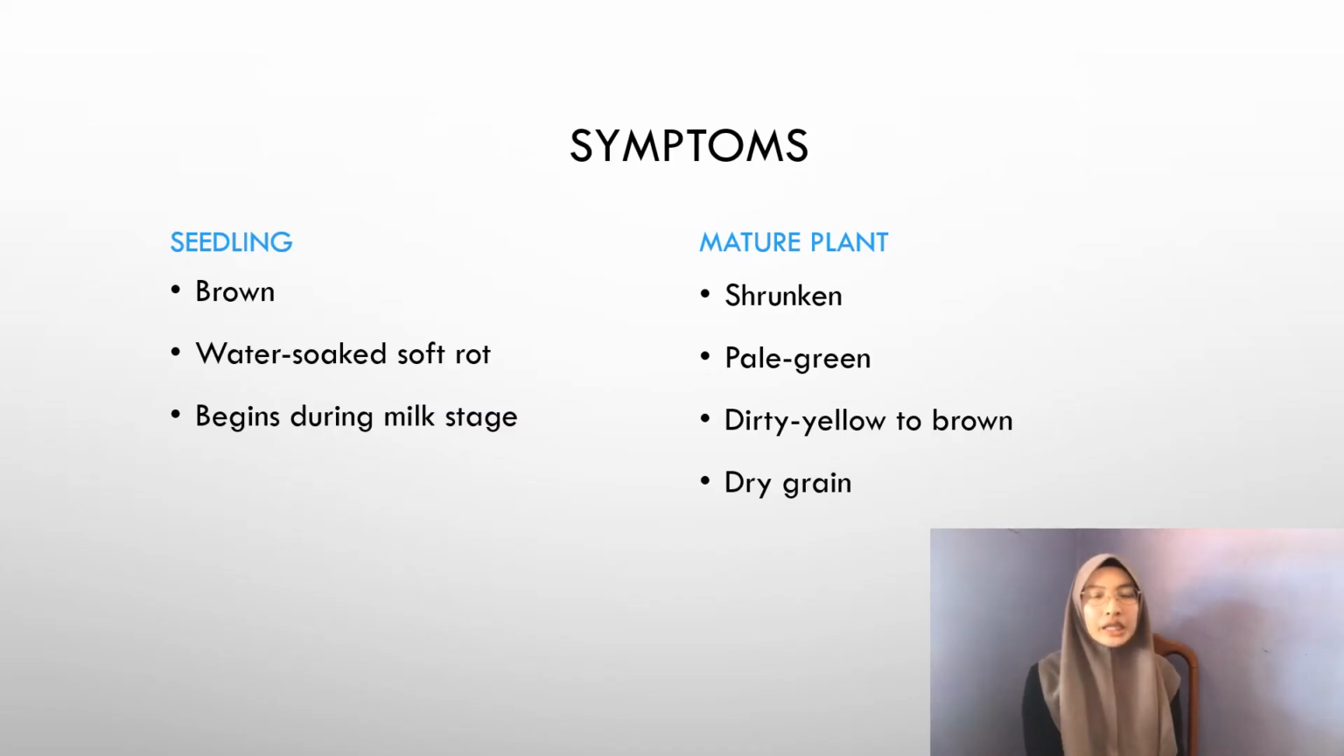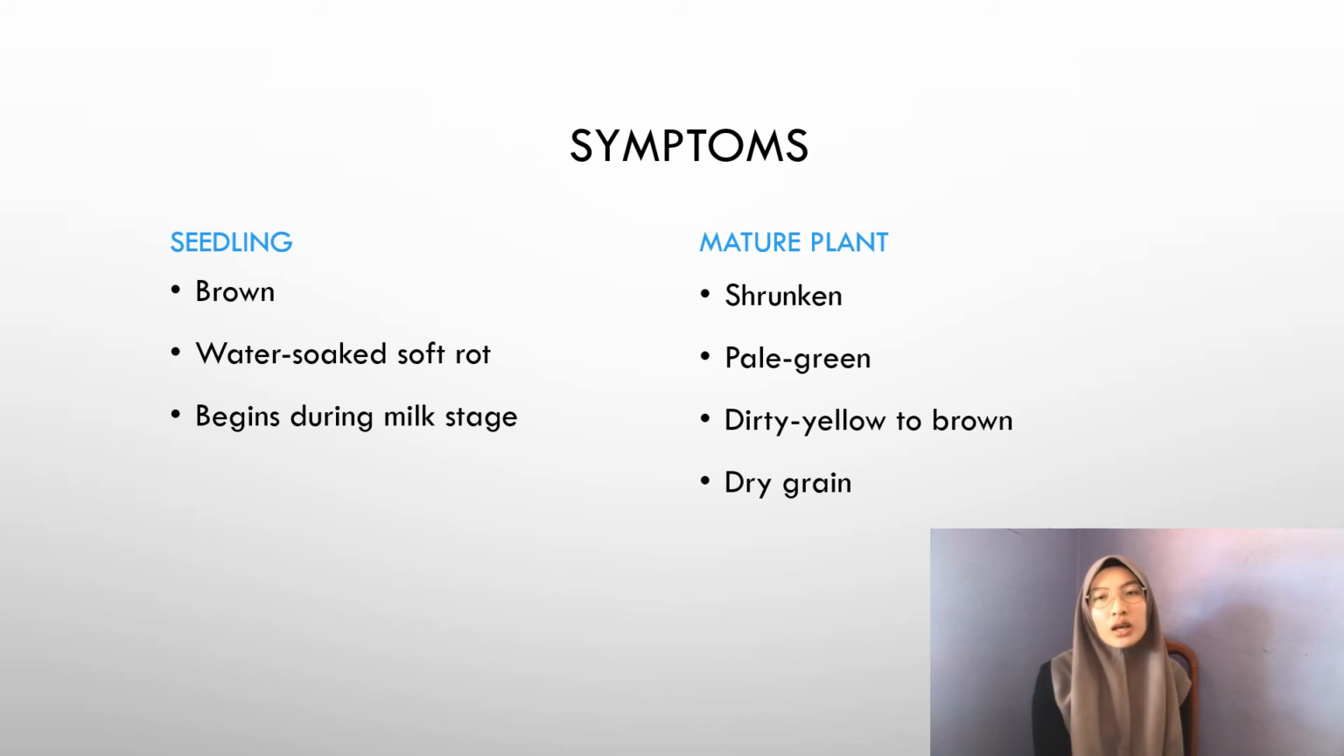For grain rot disease symptoms, it can attack seedlings or mature plants. So we need to know all the symptoms of this disease. Seedling symptoms are brown, water-soaked soft rot of the leaf sheath accompanied by wilting or soft rot of the leaf on the rice plant.